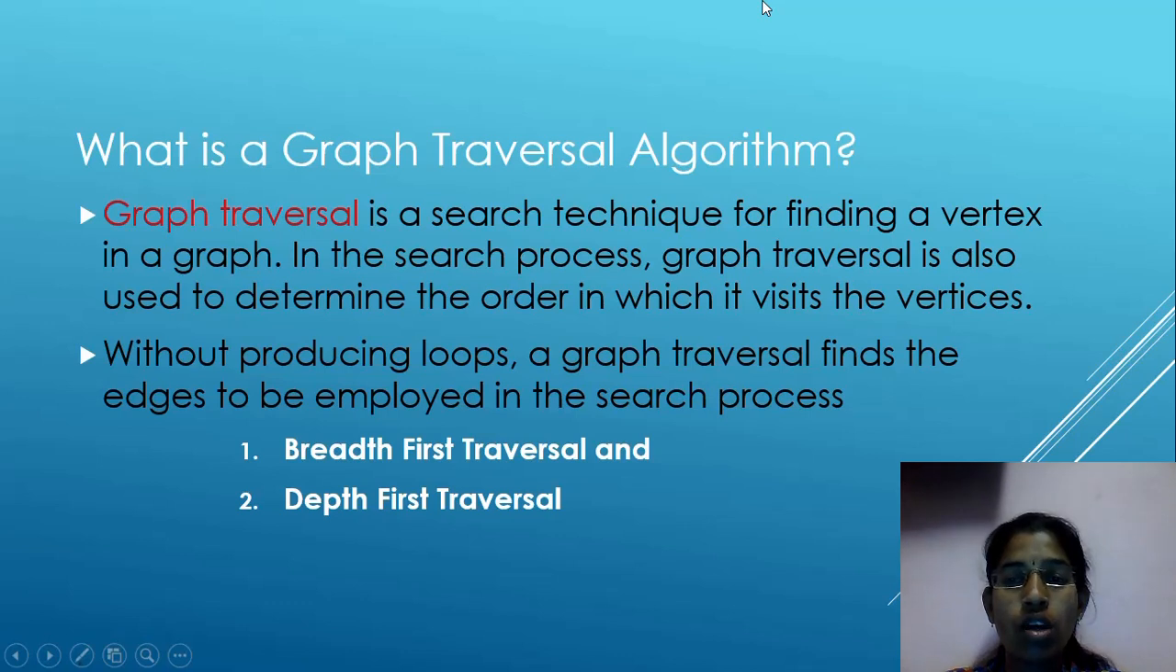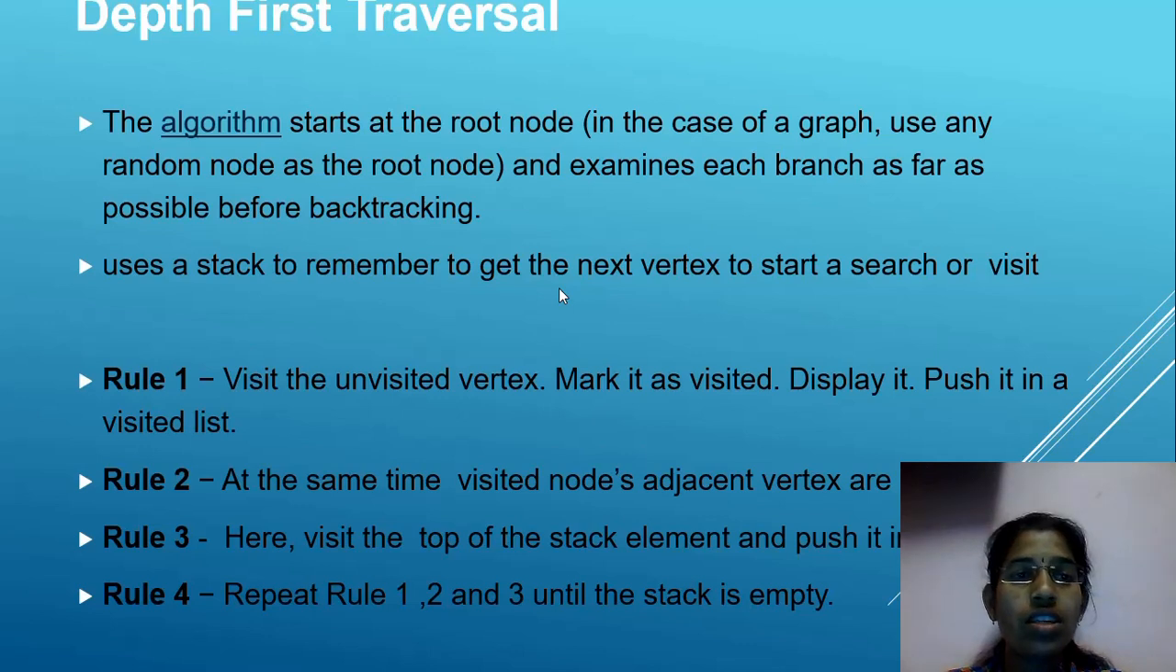The second use is to determine the visiting order for all the nodes present in the graph. Graph traversal has two techniques: the first one is breadth first traversal and the second is depth first traversal. An important condition in graph traversal is that it never produces a loop while visiting the nodes in a graph. Okay, now we go to see depth first traversal.